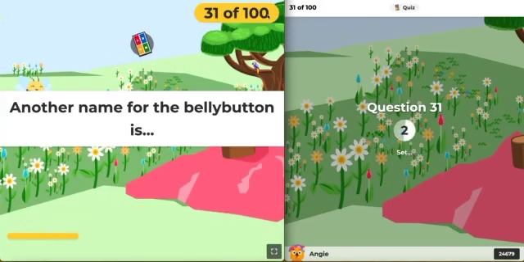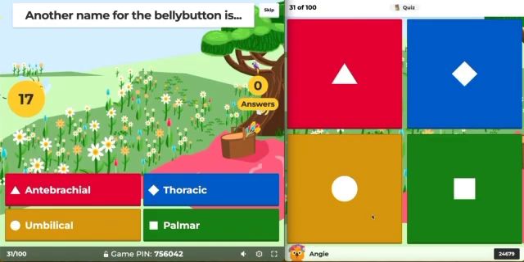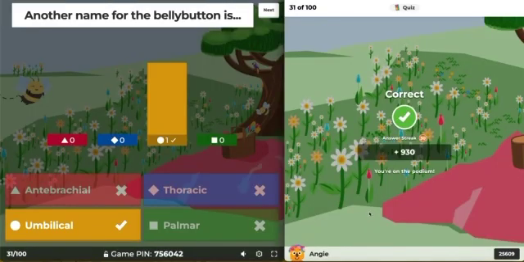Number 31. Another name for the belly button is, so the belly button is also called the umbilical. The belly button is where your umbilical cord is going to attach. That's how I associate the two terms together.